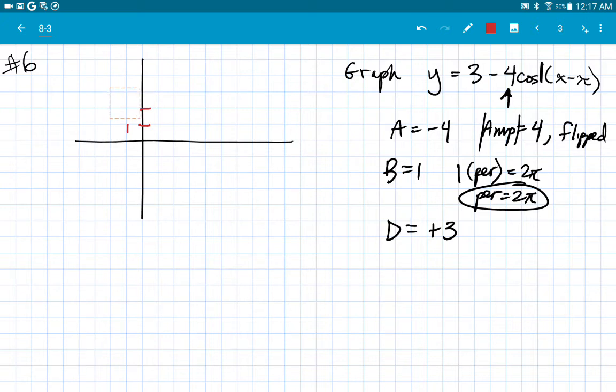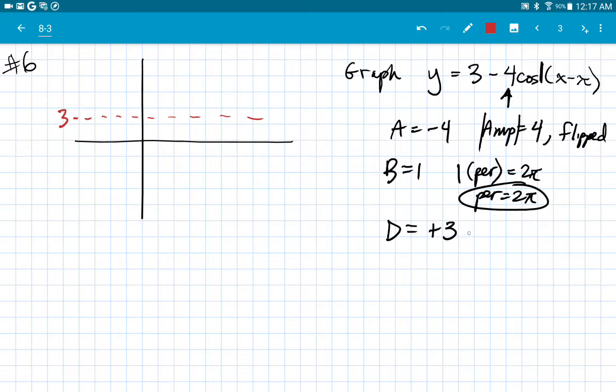Actually, this graph is not going to be drawn to scale. Based on the numbers I see here, let's just go ahead and say that 3 is right around here. Okay, so that's 3. Let's see what else.